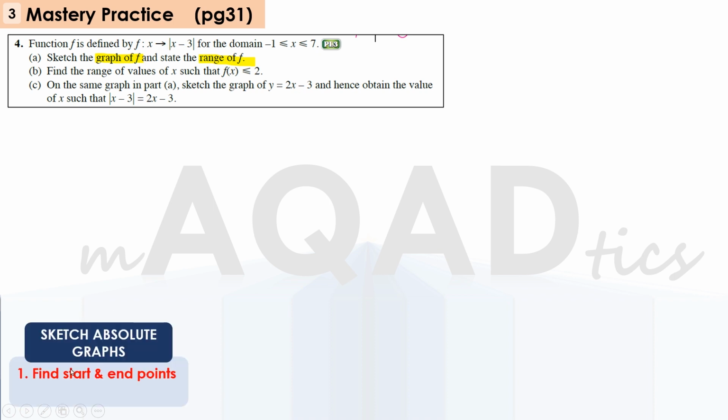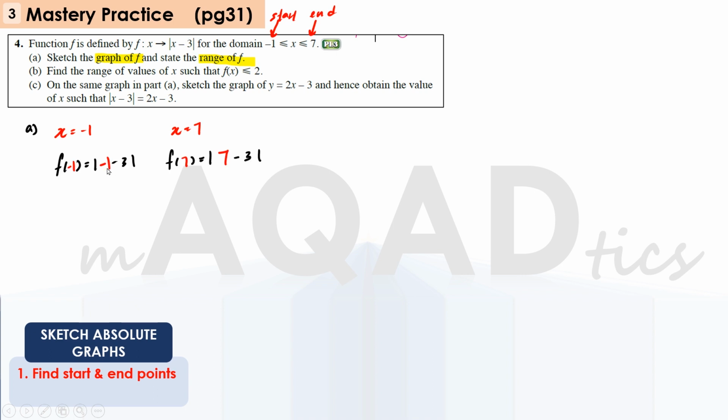First thing is the start and end points. The x coordinates will be given, as you can see here. This is for the starting point, and this is for the end point. What we don't have is the y coordinates, correct? So here we need to substitute -1 and 7 into this function to find them.